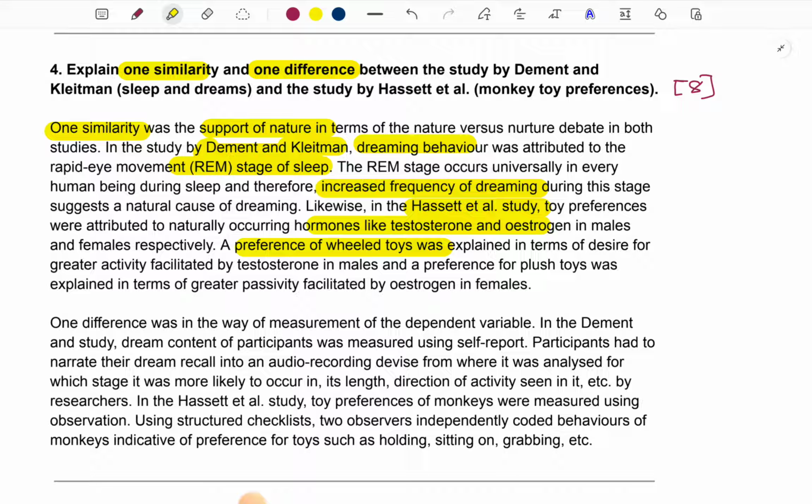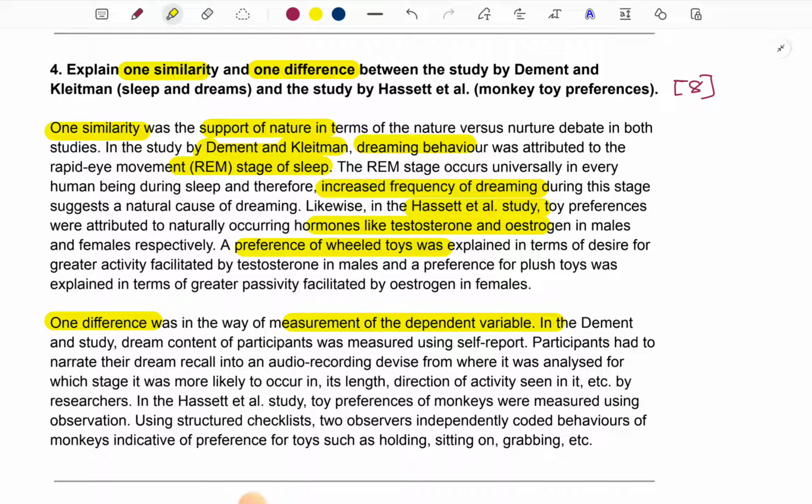Coming to the difference, the format for difference is the same. First I name the difference. Here I have taken a very obvious one which I could find, measurement of the dependent variable. Why this came to my mind honestly is because in the biological approach generally we are expecting some physiological measurement, like equipment based. So you see that in the EEG, you see that with the brain scanning, MRI. You don't see it in Hassett. So that came out as a glaring difference for me compared to the other biological studies. So I just picked up that one.